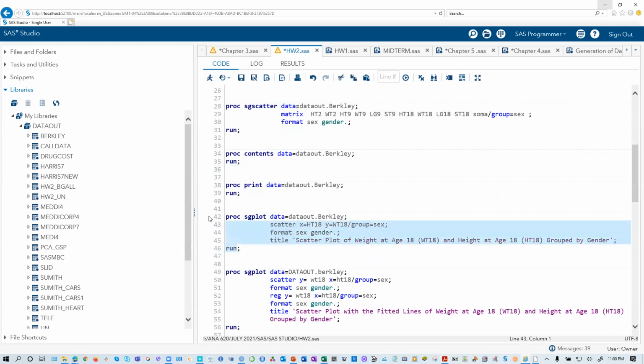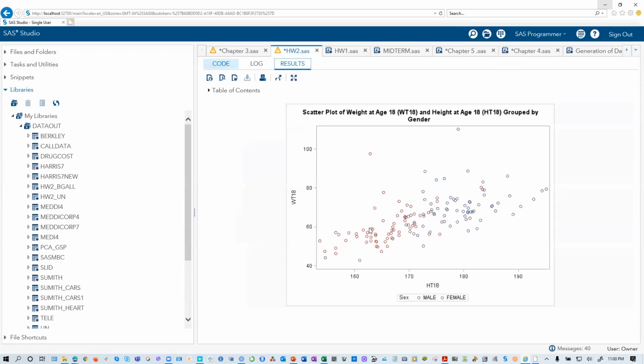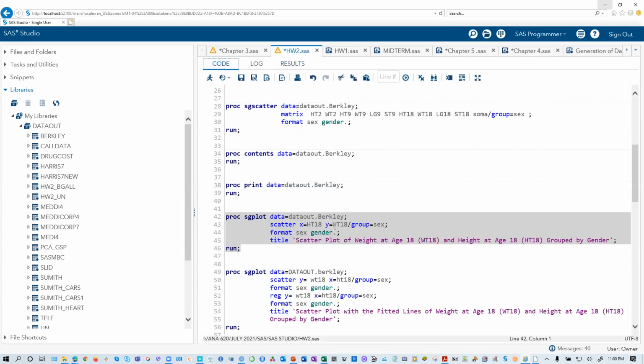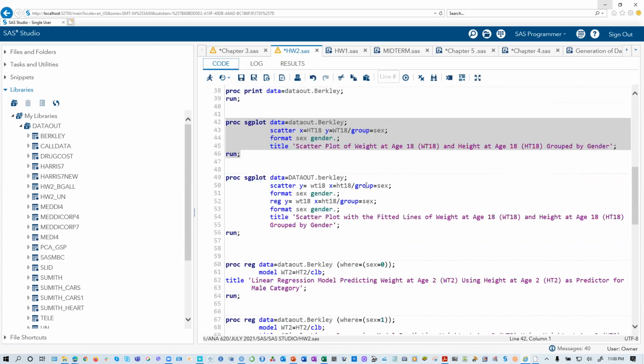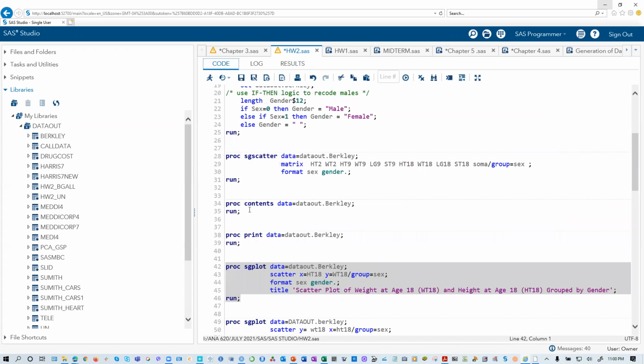Okay, let's run this one and see. Later we'll discuss why I picked HT18 for X. See, it has been explained this way for the males and females. That's what they were telling us to do. Why we put WT18 is okay, that's the one we asked to be regressed. By whom? Which one are we going to pick?